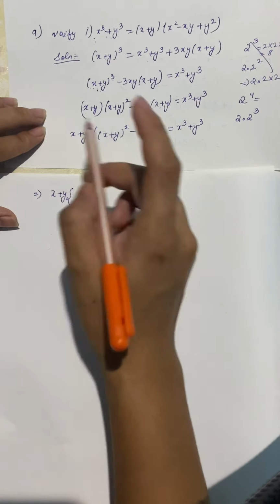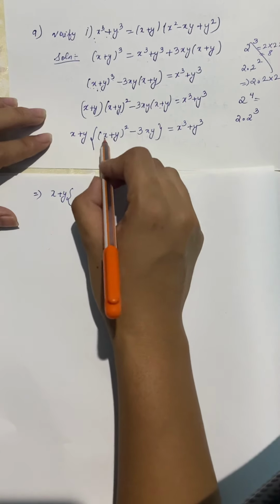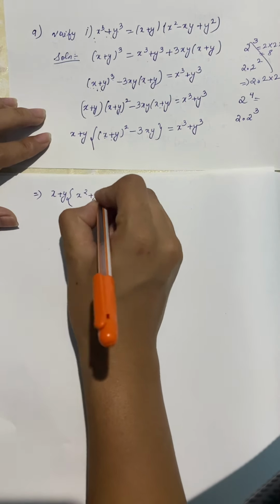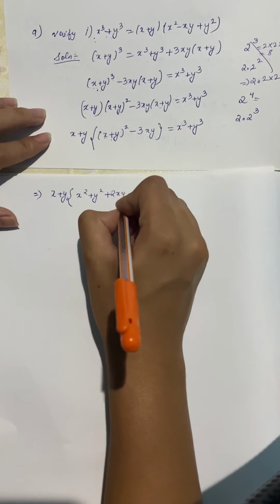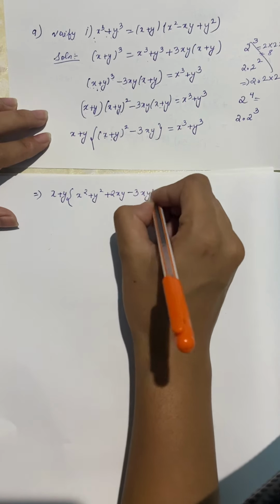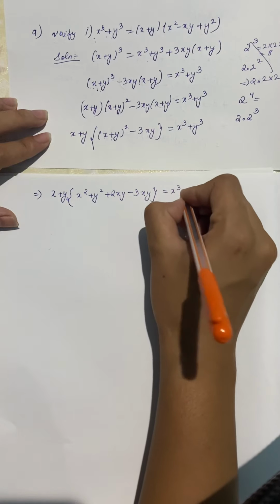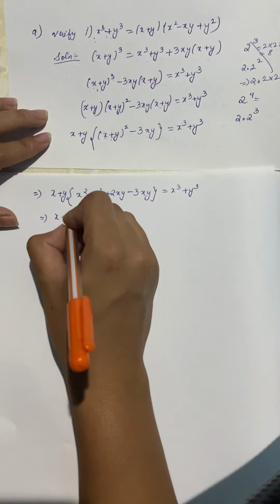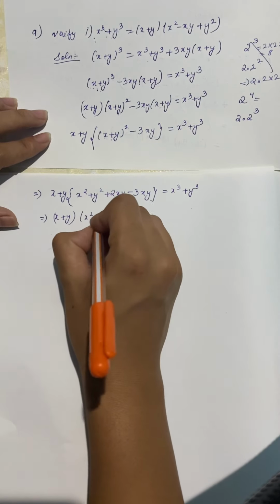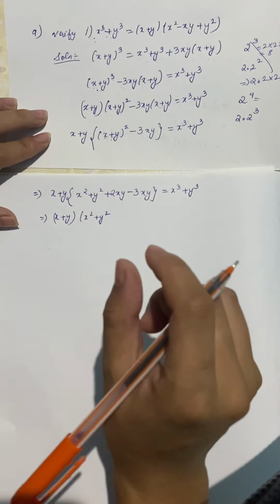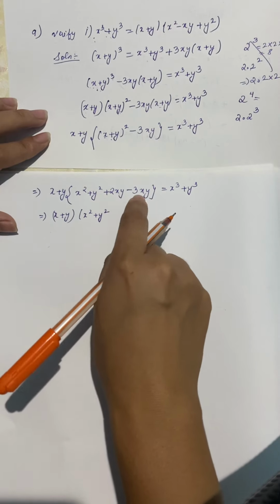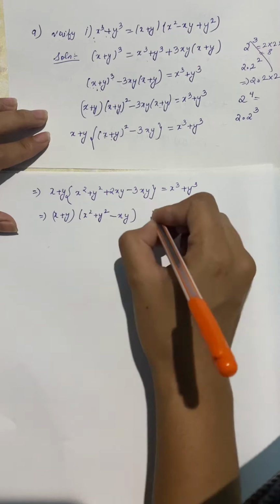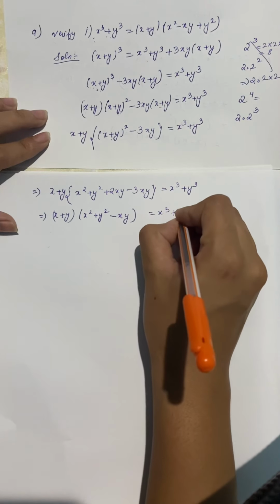Now you go back to identity number 1. What is x plus y, the whole thing square formula? It is x square plus y square plus 2xy. So watch the previous question videos, then you'll get a better view of these formulas. So this will be x plus y into x square plus y square. Now you look at this, 2xy minus 3xy. What will be the value of this? It will be minus xy, equivalent to x cube plus y cube.